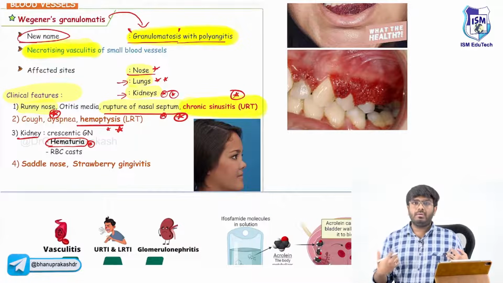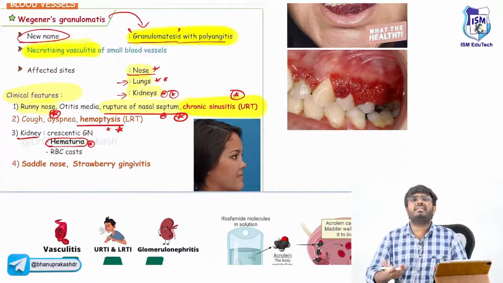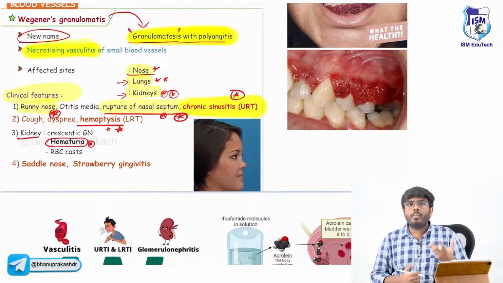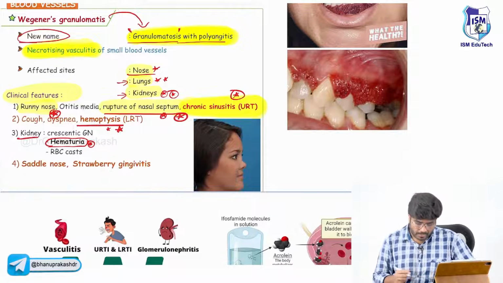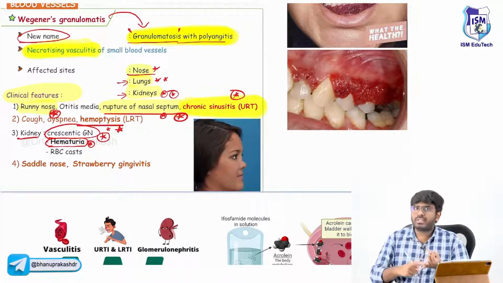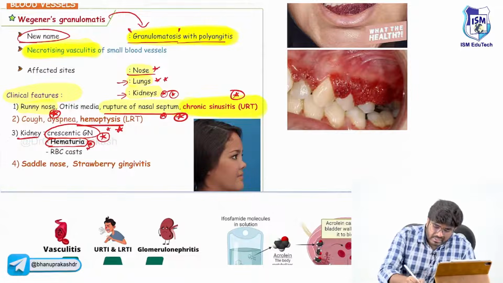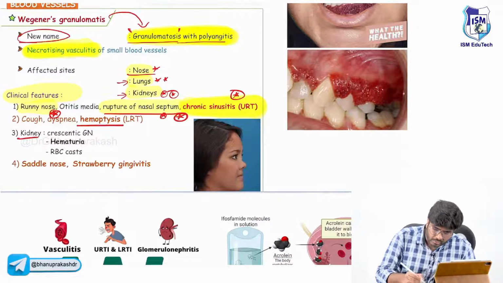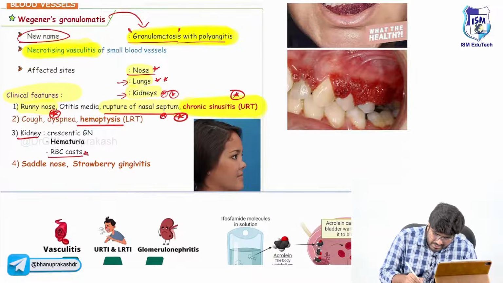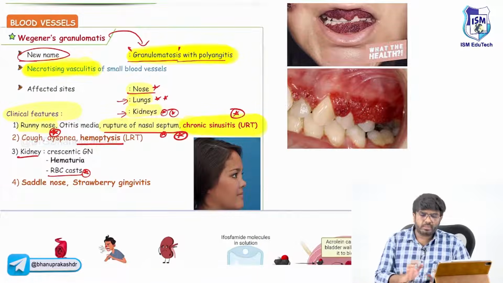So if I have Wegener's granulomatosis, my kidneys are going to have nephritic syndrome, glomerulonephritis. That's why these patients are going to have crescentic glomerulonephritis or rapidly progressive glomerulonephritis. That is the one causing hematuria. Whenever there is hematuria, RBCs are coming out in the urine, so in the urine you can see RBC casts.